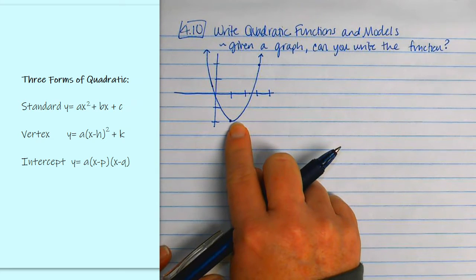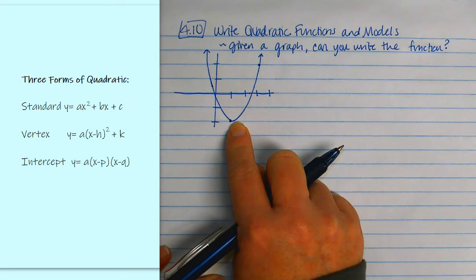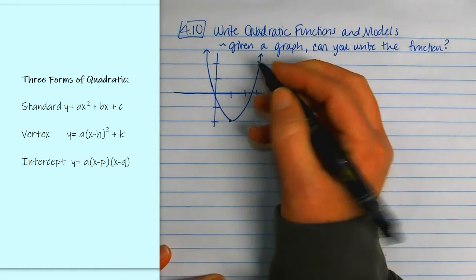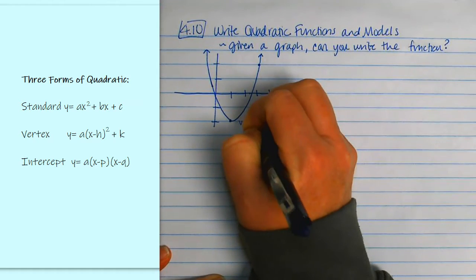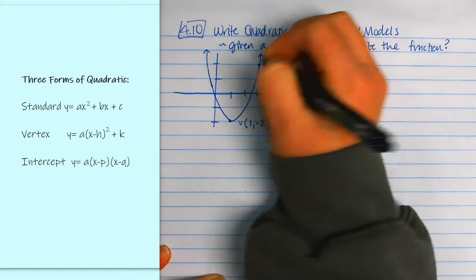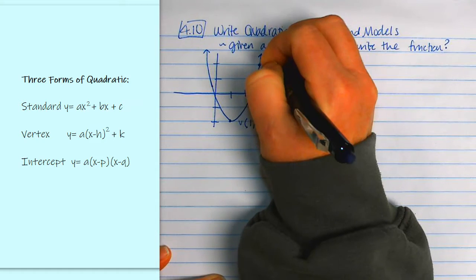So this first example, if you want to pause the video and draw it yourself, that would be a great way to start. So pause it, jot this down. There's a vertex here at (1, -2). We have a point on the graph that's at (3, 2).